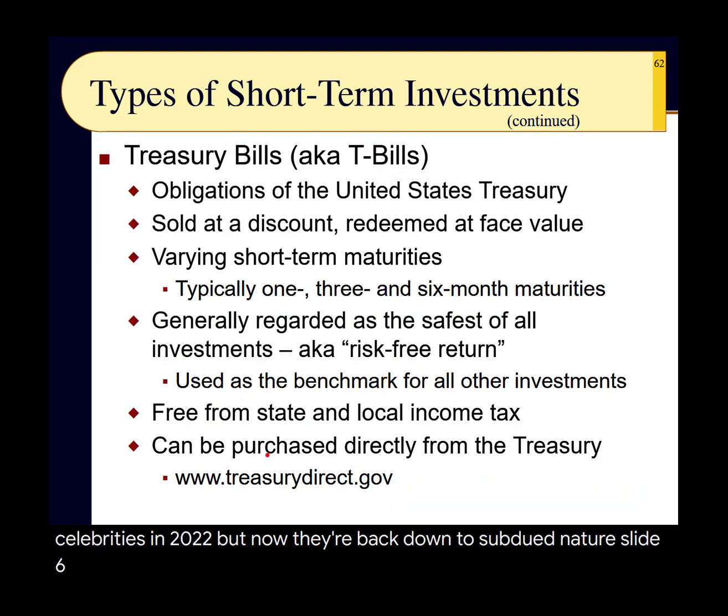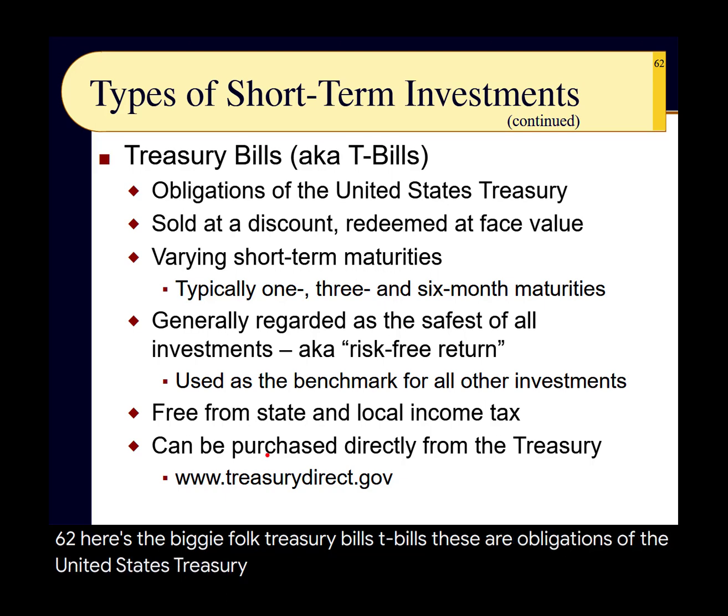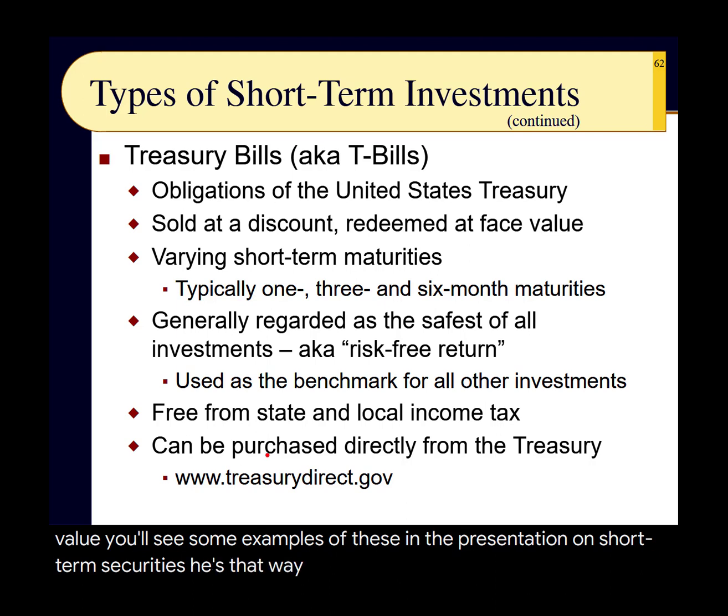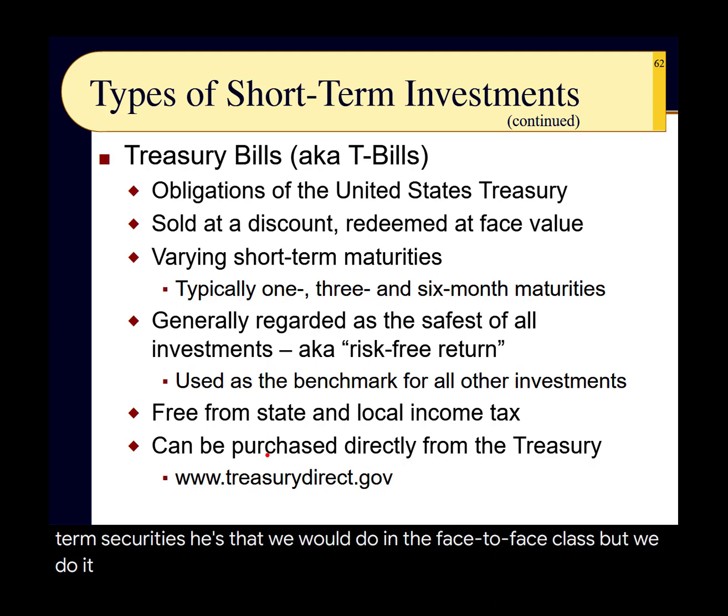Slide 62. Here's the biggie, folks. Treasury bills, T-bills. These are obligations of the United States Treasury. They're sold at a discount and redeemed at face value. You'll see some examples of these in the presentation on short-term securities that we would do in the face-to-face class, but we do it separately here. And you're going to look them up.